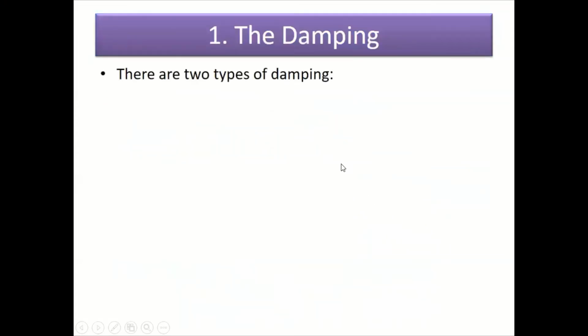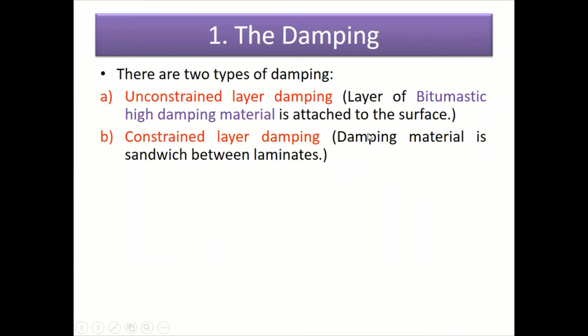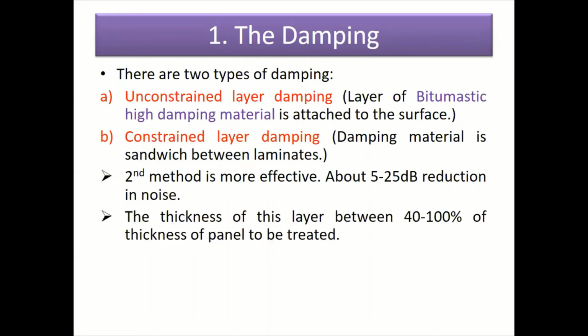The first is damping. There are two types of damping. Unconstrained layer damping, where a high damping material is attached to the surface. Then constrained layer damping, where the damping material is sandwiched between laminates. The second method is more effective, about 5 to 25 dB reduction of the noise.